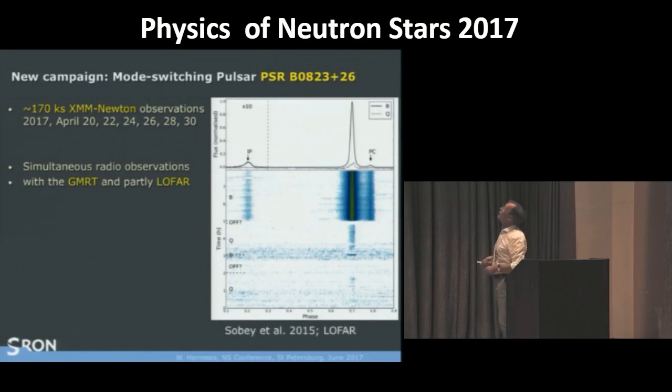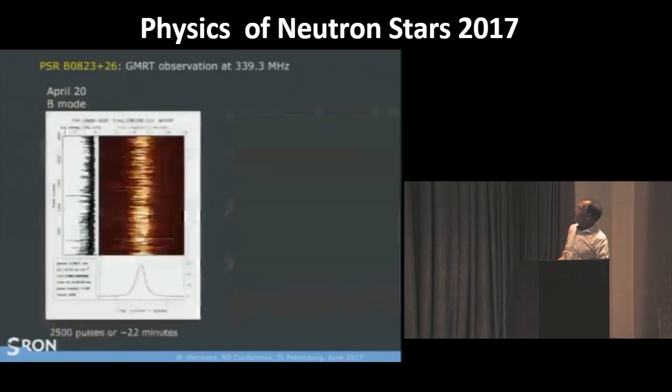Then I'd like to switch to the new campaign, and there we had 170,000 Newton seconds this year, so it's really fresh, end of April. And we had this together with GMRT, supported partly by LOFAR. And here you see indeed the mode switching I showed you earlier.